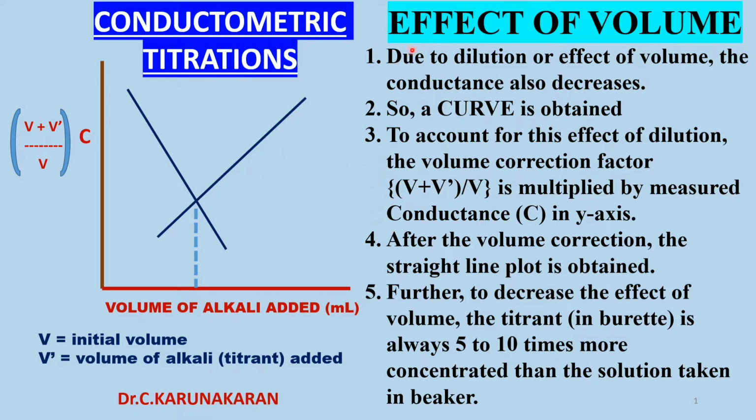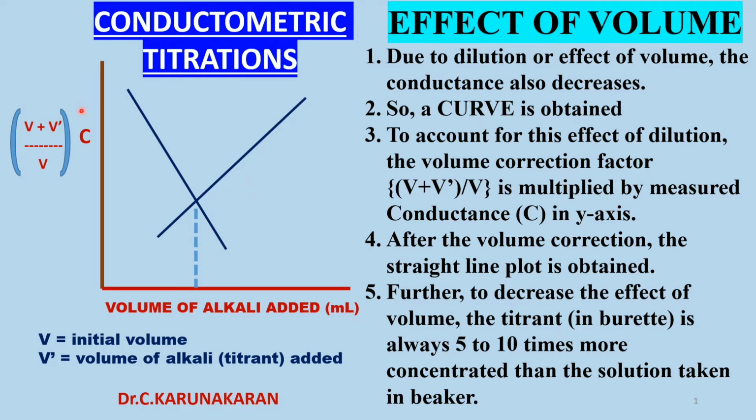To account for the effect of dilution and volume, the volume correction factor (V + V')/V is used, where V is the initial volume of acid taken and V' is the volume of alkali added during the titration. It is multiplied by the measured conductance on the y-axis. After the volume correction, a straight line plot is obtained like this.